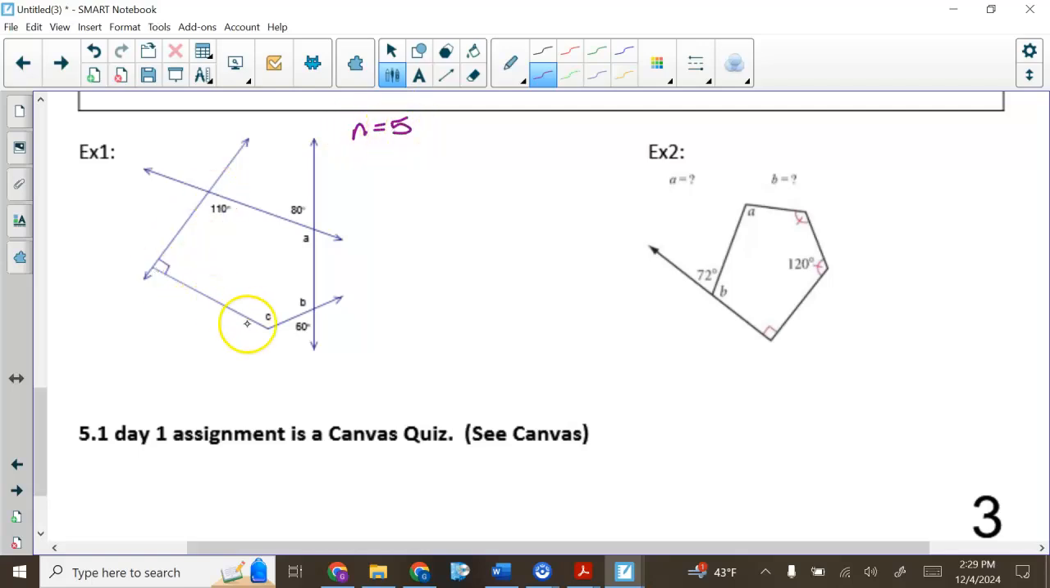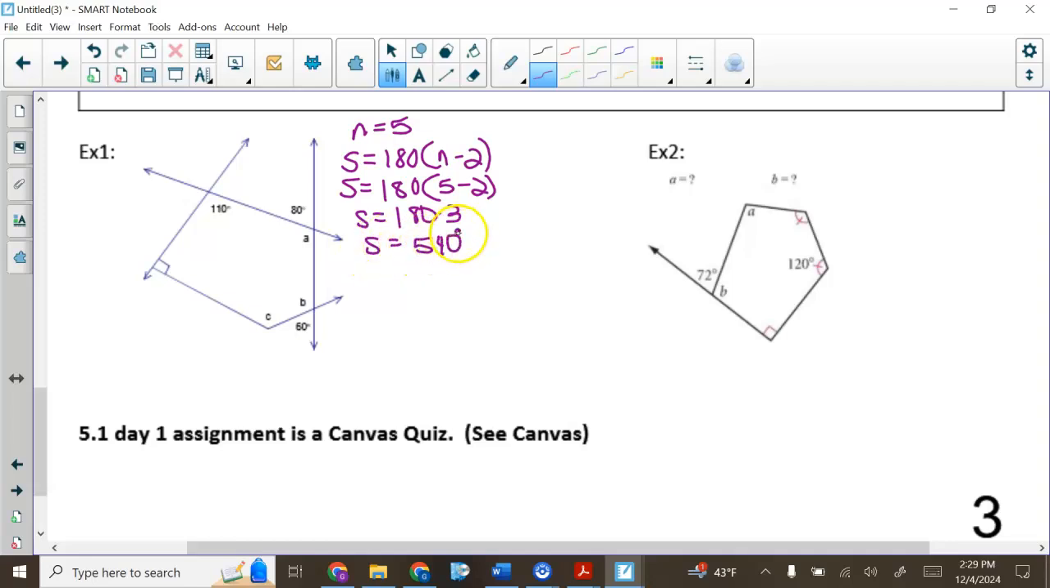So if I want to know how many degrees are in this polygon, I can say the sum of the angles should equal 180 times n minus 2. Well, in our case, n is 5, so I can take 180 times 5 minus 2. And then if I do that, 180 times 3, my sum is 540 degrees. Okay, so I need to find all of these missing angles on the picture.